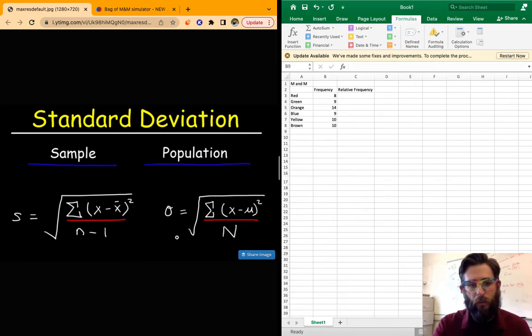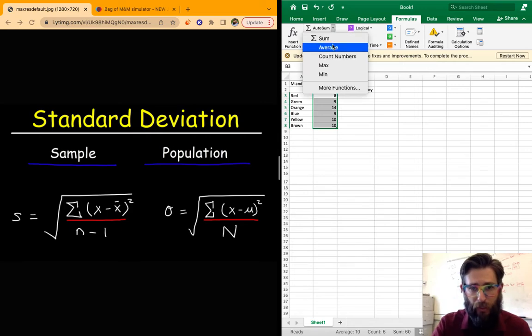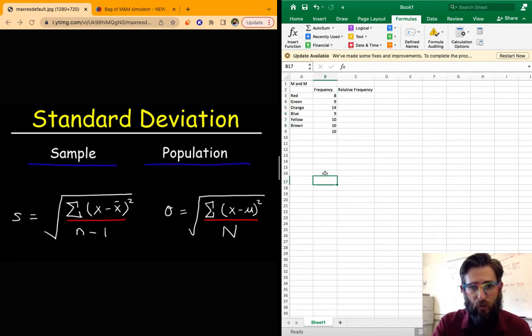A couple of things here. Little n is going to be the number of elements in the sample. Big N would be the number of elements in the population. We'll talk about that in a second. What we need to do first is calculate the mean. So we're going to highlight all of these cells, go to this AutoSum feature, and click average. So the average, or the mean, of these is 10.